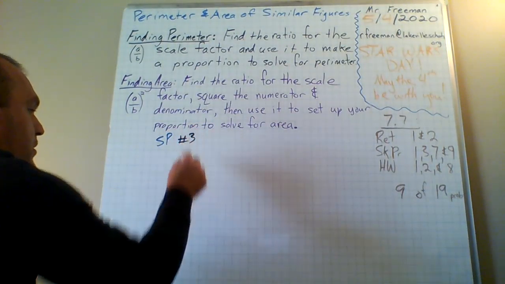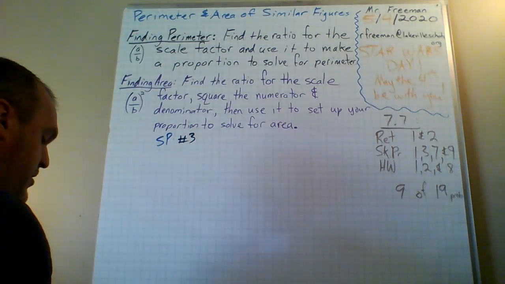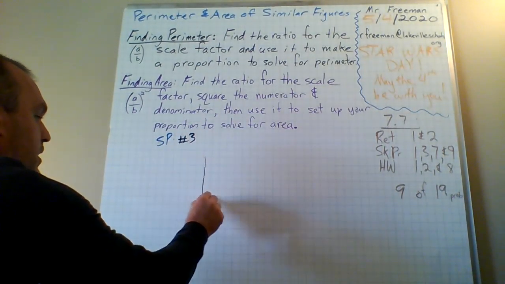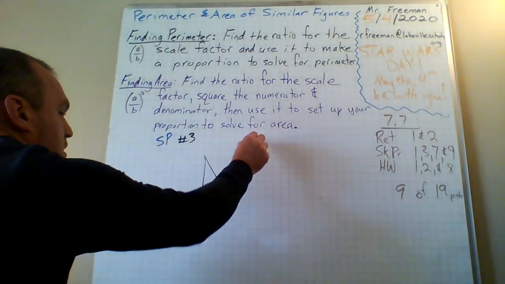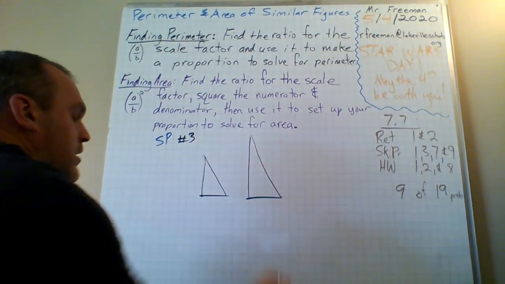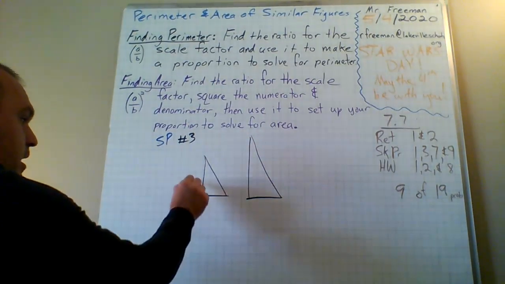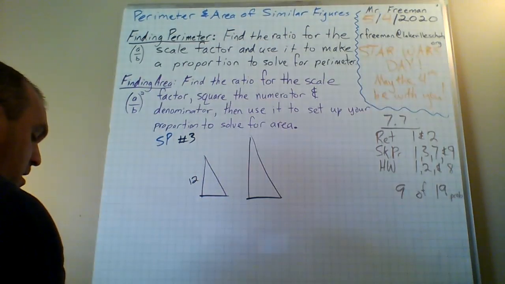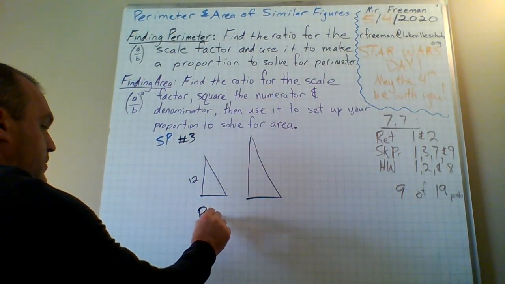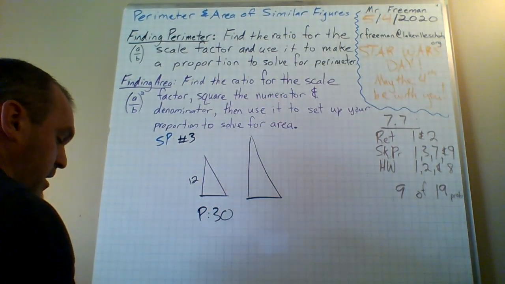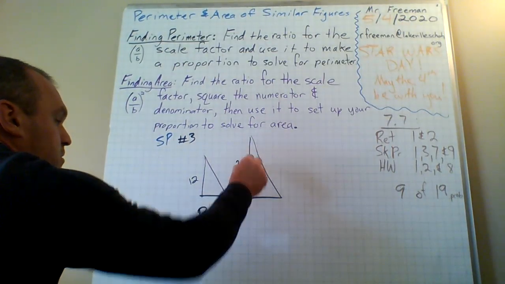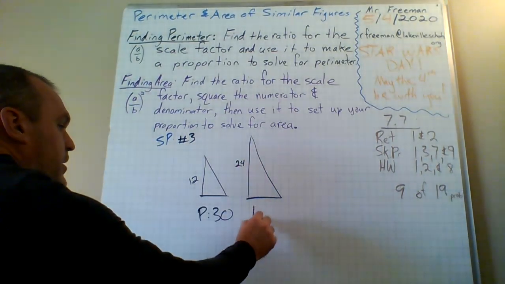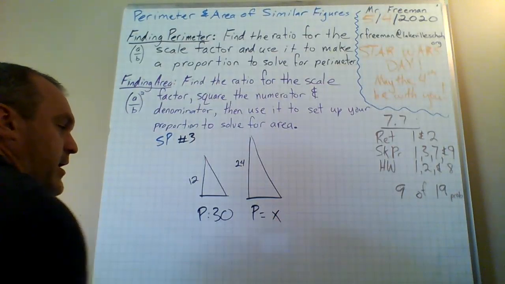Skills practice number 3. We have 2 triangles. Smaller one first. Larger of the 2 second. They tell us that this one is 12 here and a perimeter of 30. They tell us that this one is 24 here and we don't know this perimeter. So maybe we call it X.